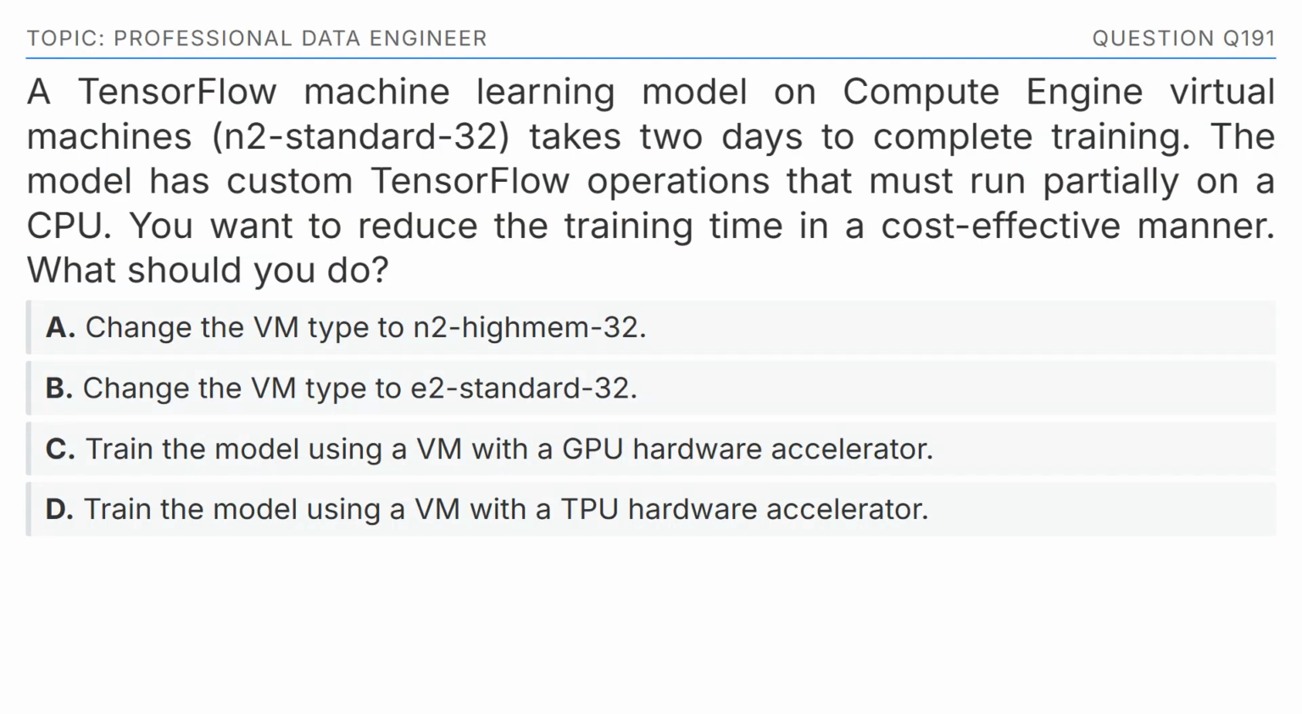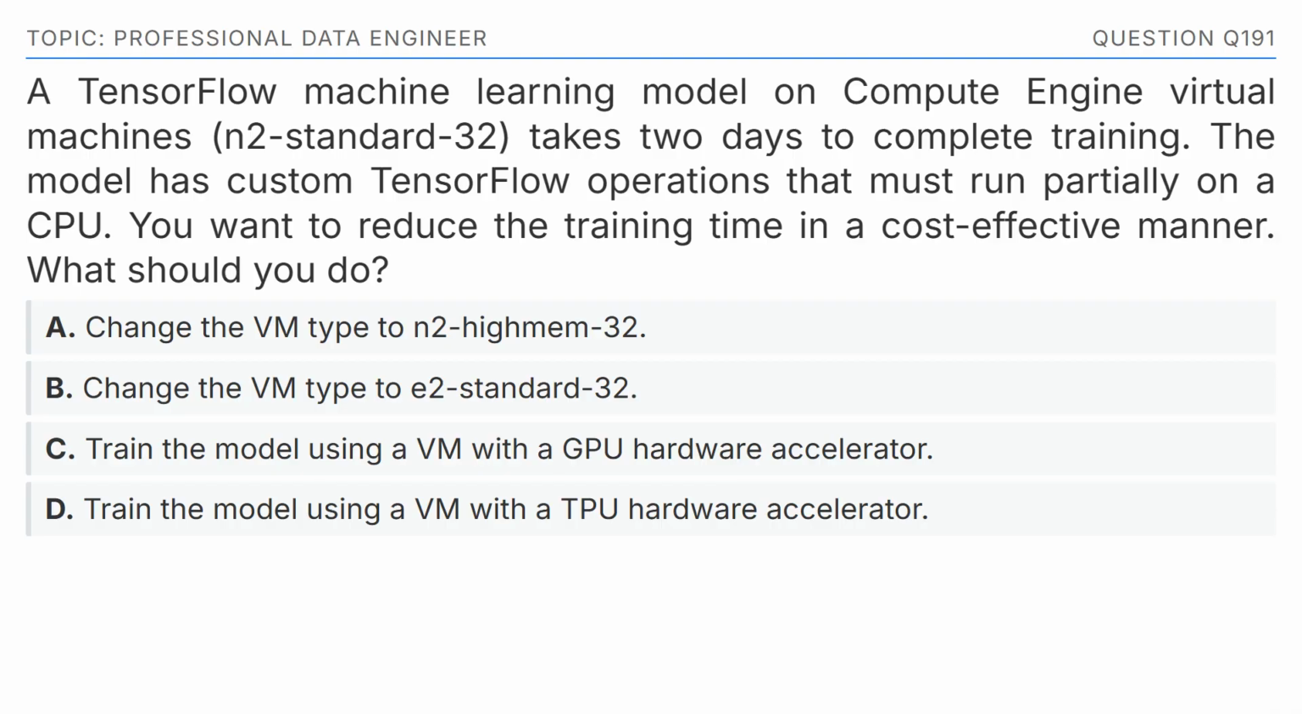A TensorFlow machine learning model on Compute Engine virtual machines, N2 Standard 32, takes 2 days to complete training. The model has custom TensorFlow operations that must run partially on a CPU. You want to reduce the training time in a cost-effective manner. What should you do? The options are: Option A, change the VM type to N2 32.